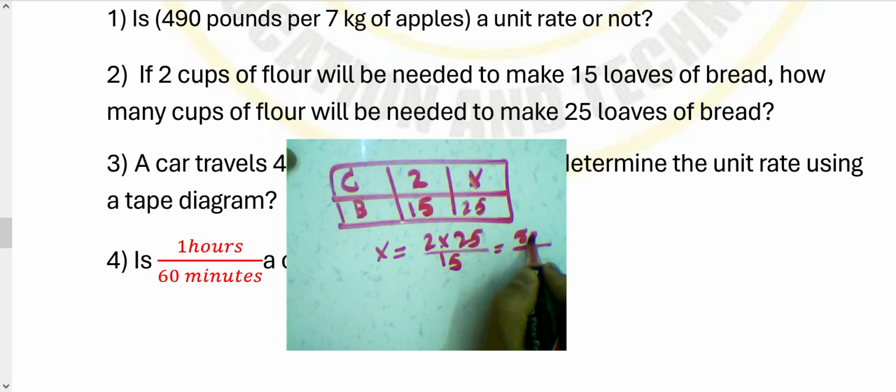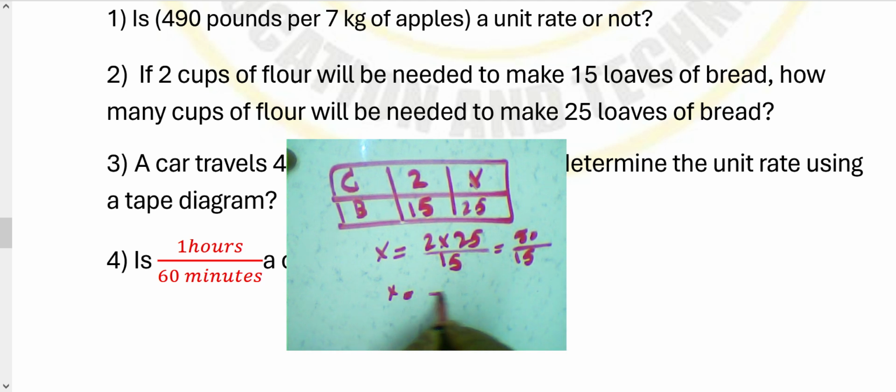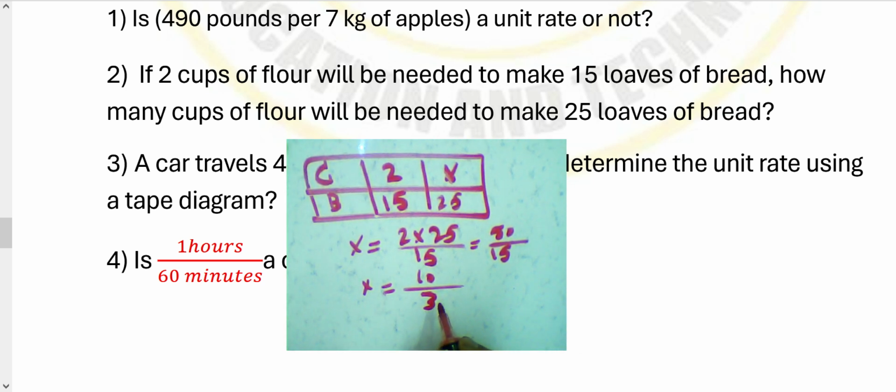2 times 25 equals 50. 50 over 15, and then we can simplify it by dividing by 5. 50 divided by 5 is 10, and 15 divided by 5 equals 3. Then the result will be 10 over 3.